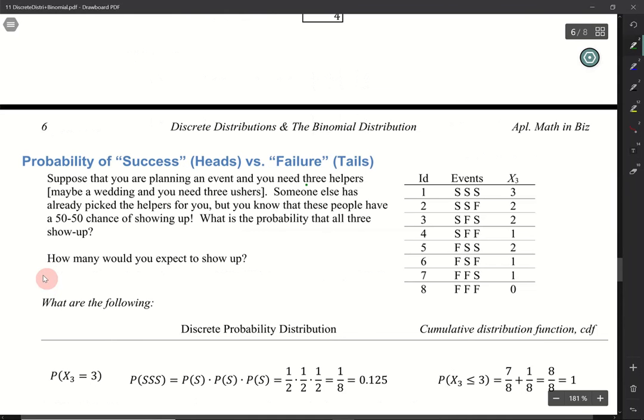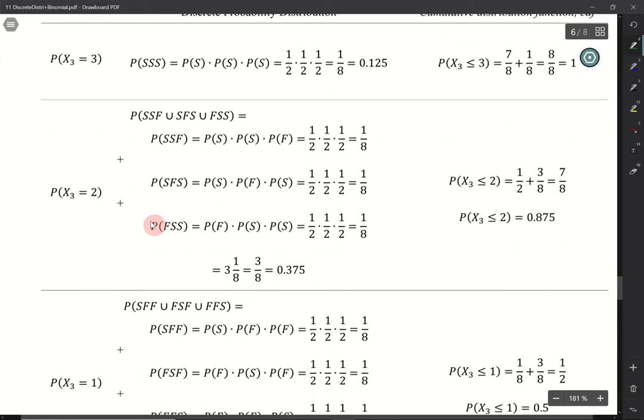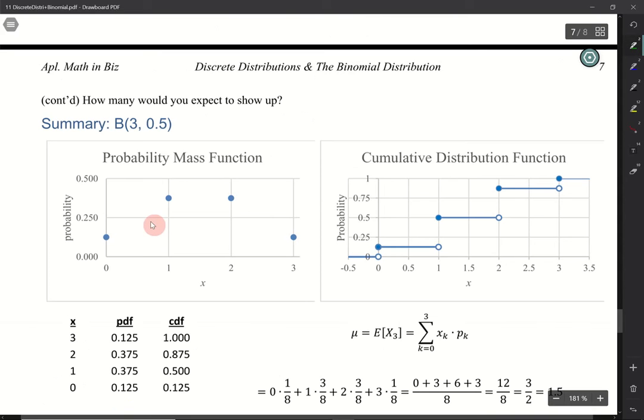Here is an example that I just want to read through. Suppose that you're planning an event and you need 3 helpers. You really need 3 helpers. Maybe you're planning a wedding and you need 3 ushers. Suppose someone else has already picked the helpers for you, but you know that these people have a 50-50 chance of showing up. What's the probability that all 3 show up? And how many would you expect to show up? This is how we actually use the binomial distribution to help you answer questions like that.